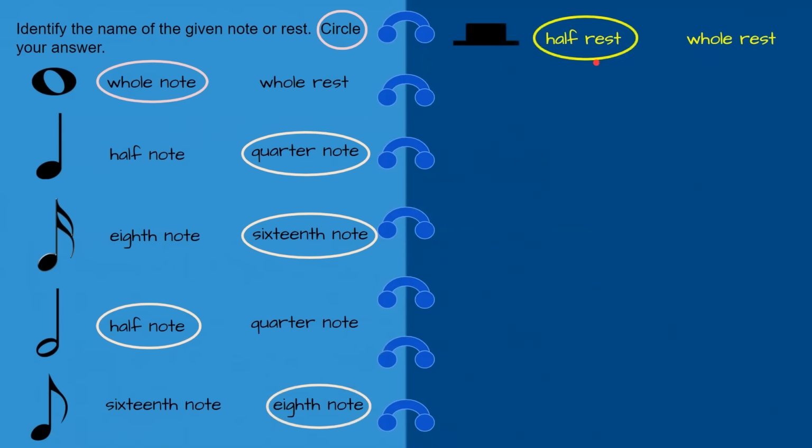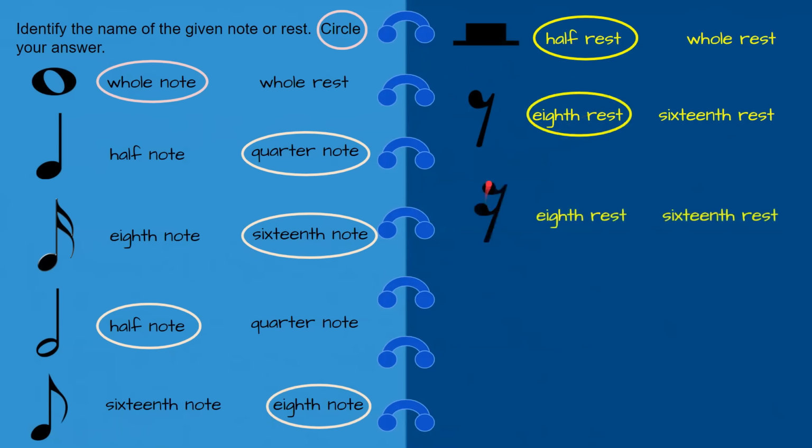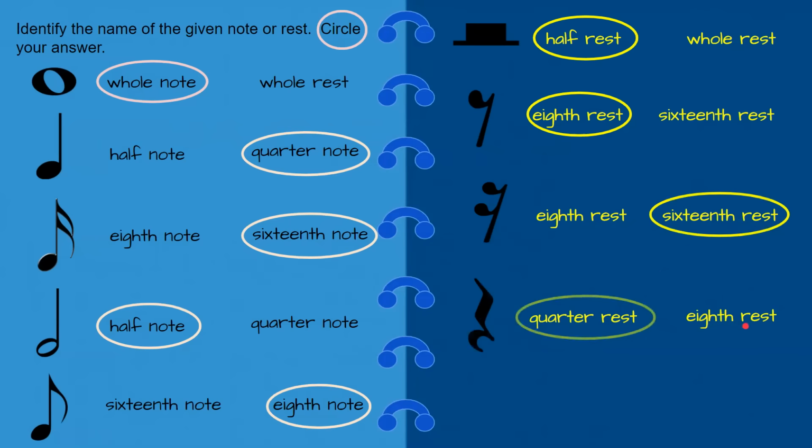Correct, it's half rest. This one, it has only 1 flag or 1 beam. Okay. 8th rest or 16th rest? Correct. It's 8th rest. For this one, 2 flags already. 8th rest or 16th rest? Correct. It's 16th rest. For this one, quarter rest or 8th rest? Correct. It's quarter rest. This one is facing downward. Half rest or whole rest? Correct. It's whole rest. Very good.